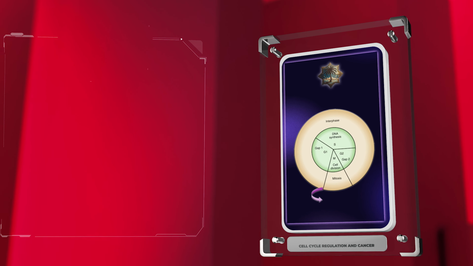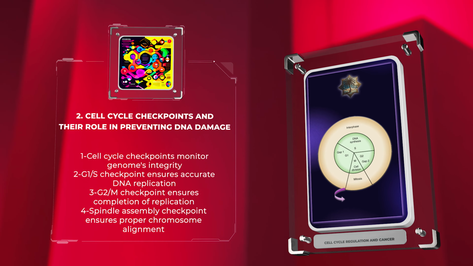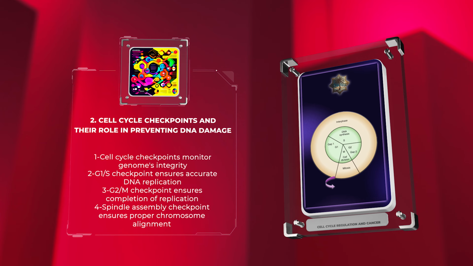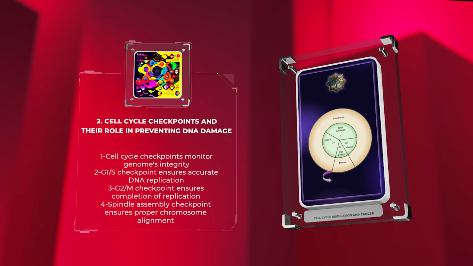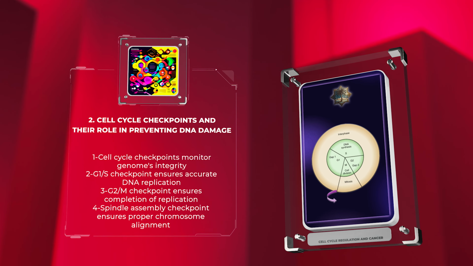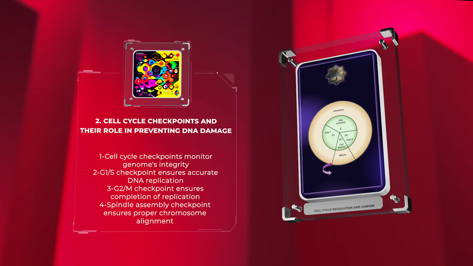Cell cycle checkpoints monitor the genome's integrity during the cell cycle. The G1/S checkpoint ensures accurate DNA replication and repairs any damage. The G2/M checkpoint ensures completion of replication and repairs any damage before mitosis. The spindle assembly checkpoint ensures proper chromosome alignment. These checkpoints prevent mutations in cancer.